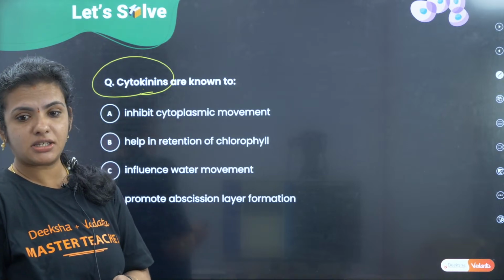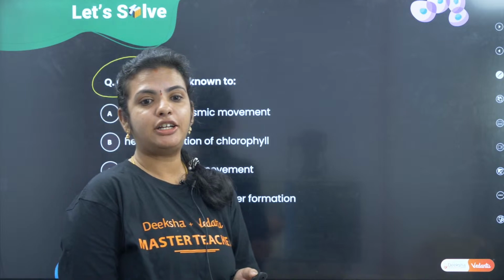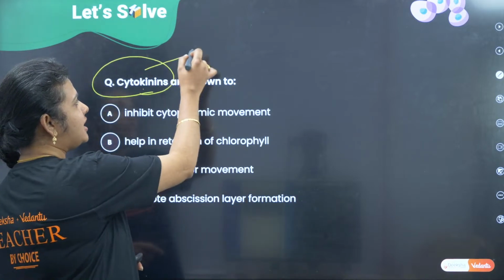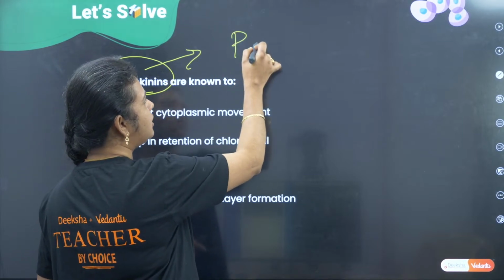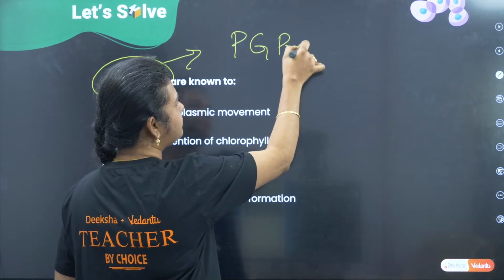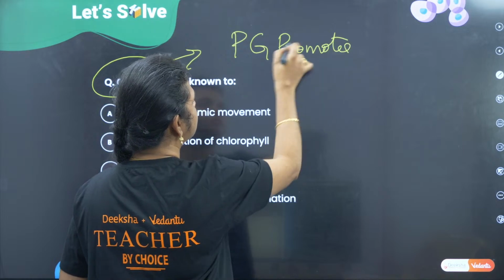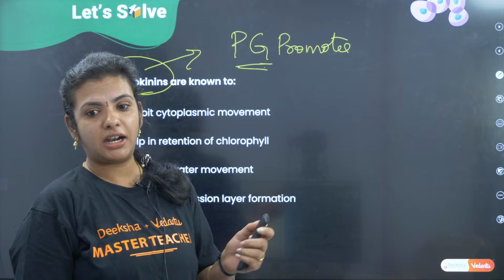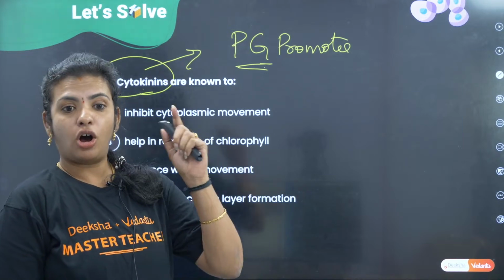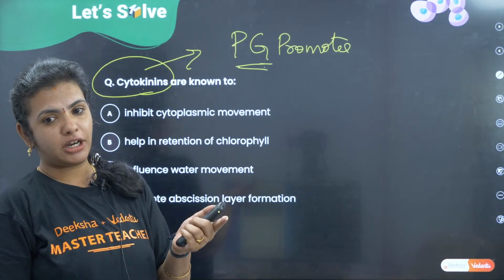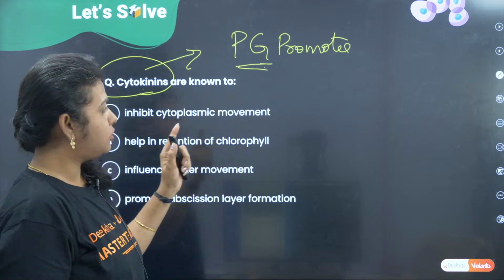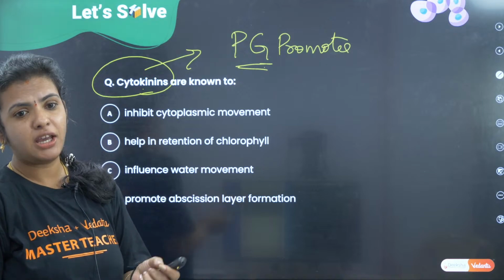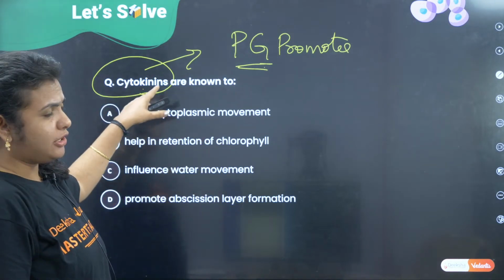Okay, cytokinins. What is the role of cytokinin? Please remember, cytokinin is a promoter, plant growth promoter. So PG is plant growth. Okay, cytokinin is a plant growth promoter. Auxin is a plant growth promoter. Cytokinin is a plant growth promoter. Gibberellin is a plant growth promoter. Okay, and what does this cytokinin do?